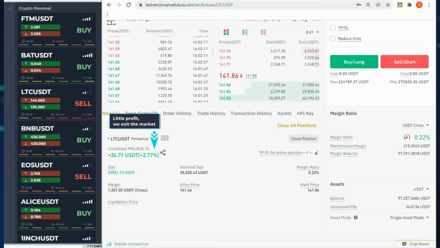The direction is determined correctly, but the reversal has slowed down. The profit is not growing, it will be closed.